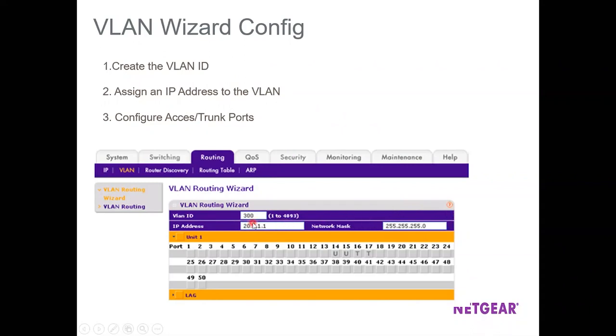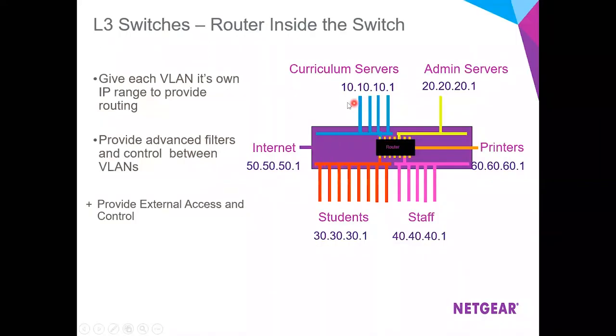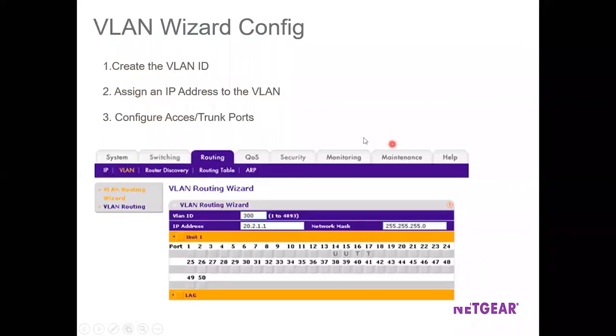So now the switch will have multiple IP addresses. For example, here, as you can see, this switch has 10.10.10.1, 20.20.20.1, 60.60.60.1. So each VLAN has its own IP address in the switch, so the switch is able to talk to each VLAN with a different IP address. That's another thing that we have to highlight.